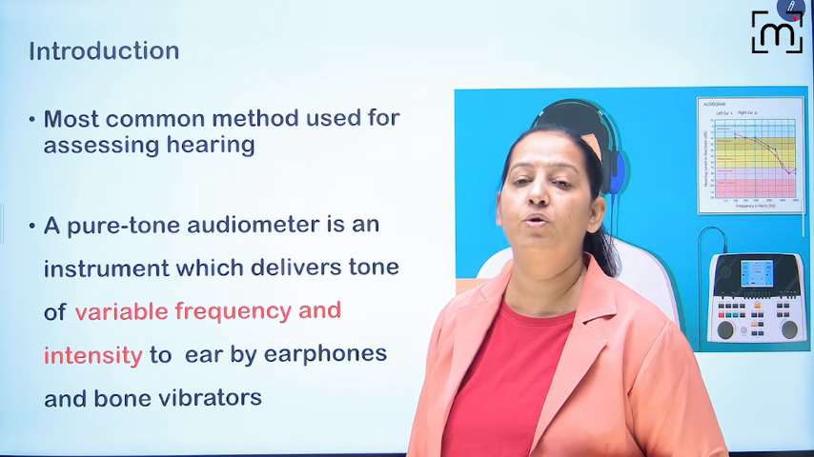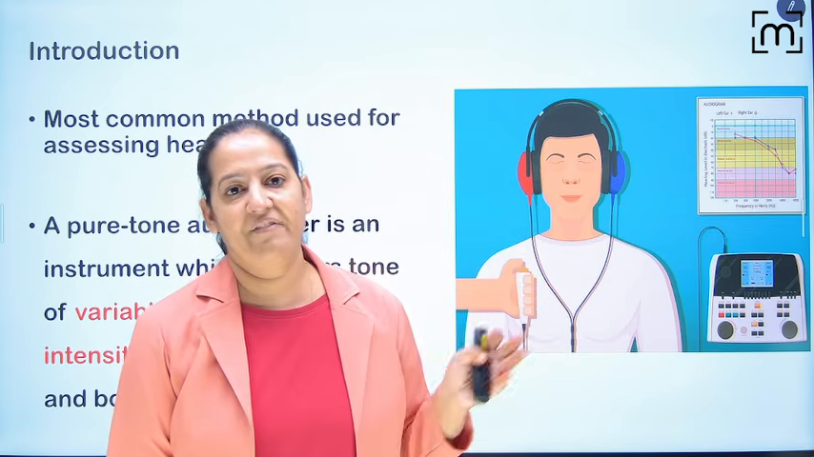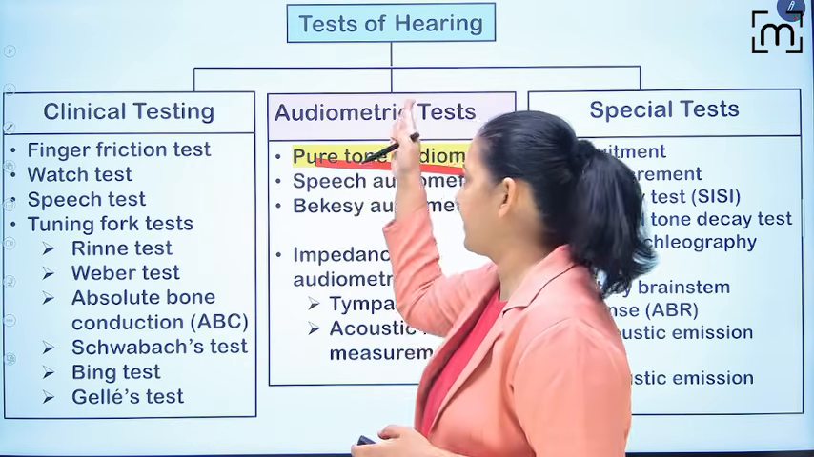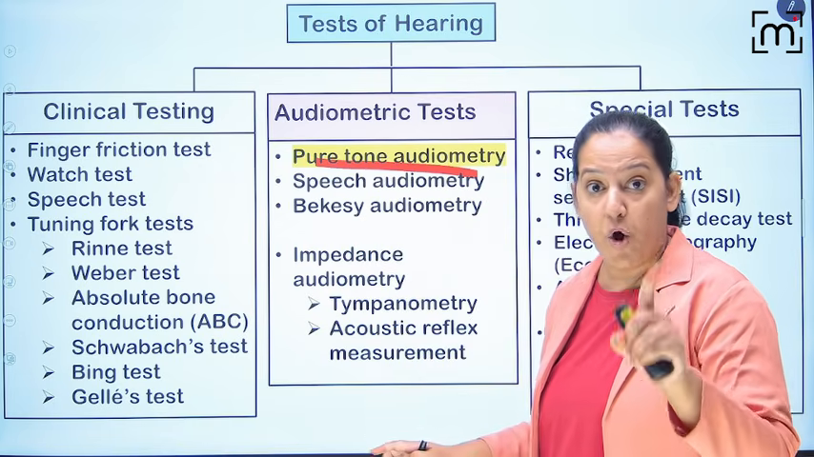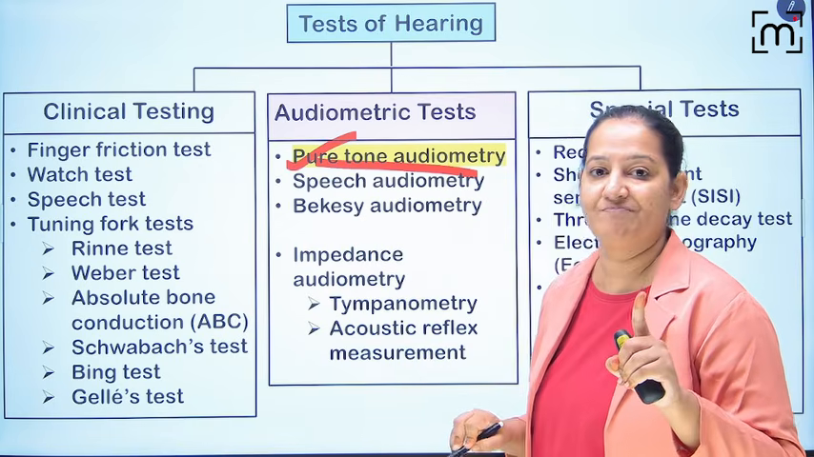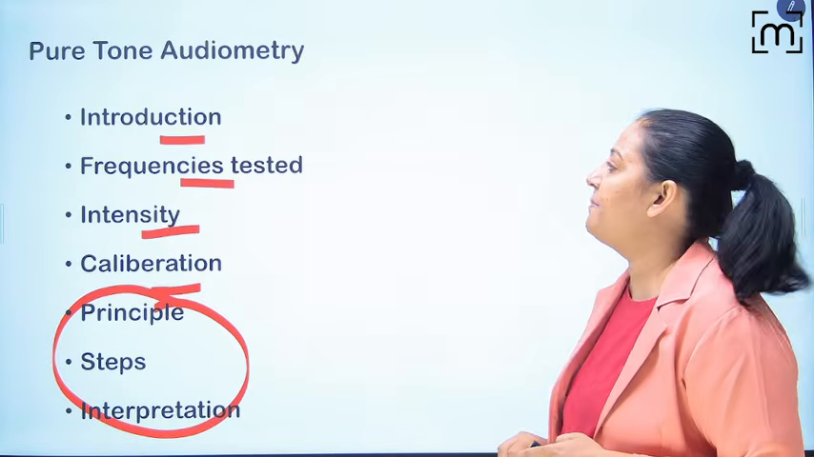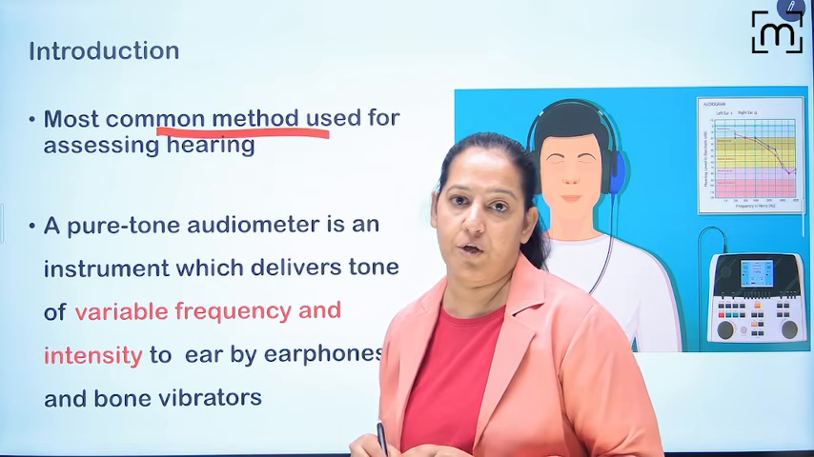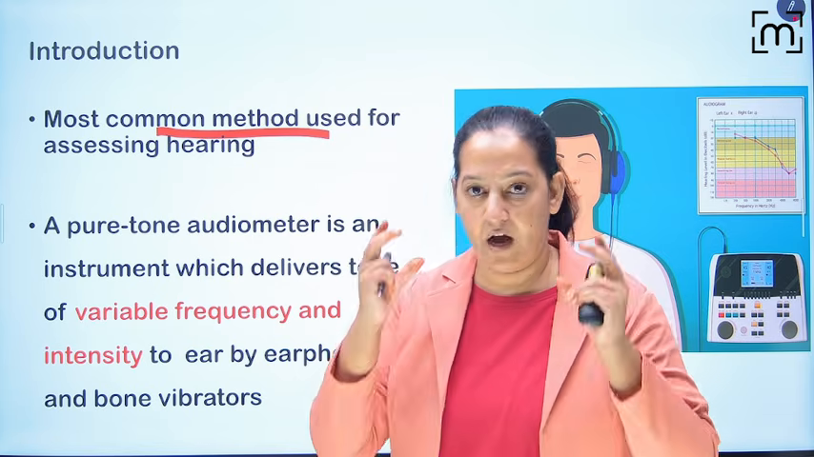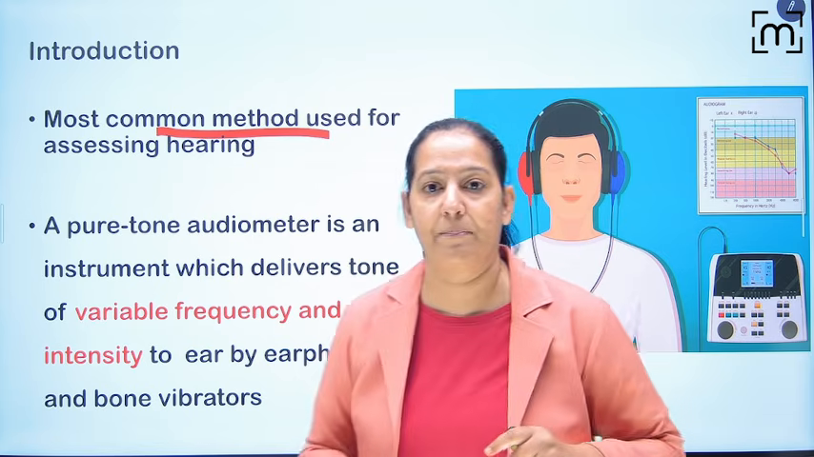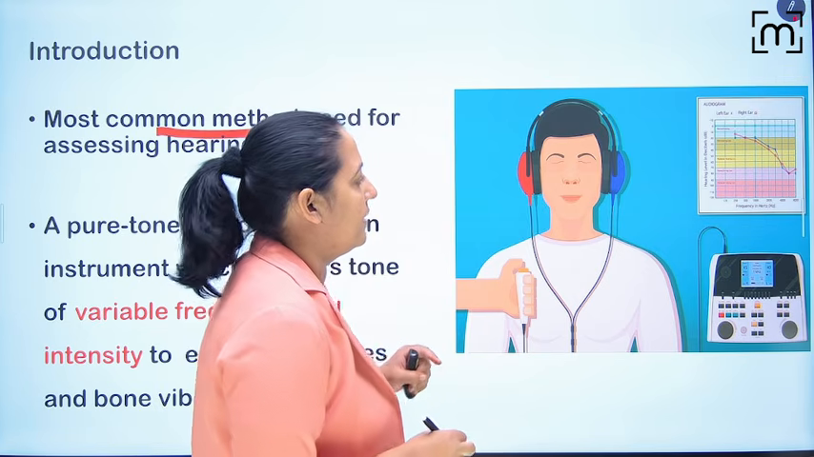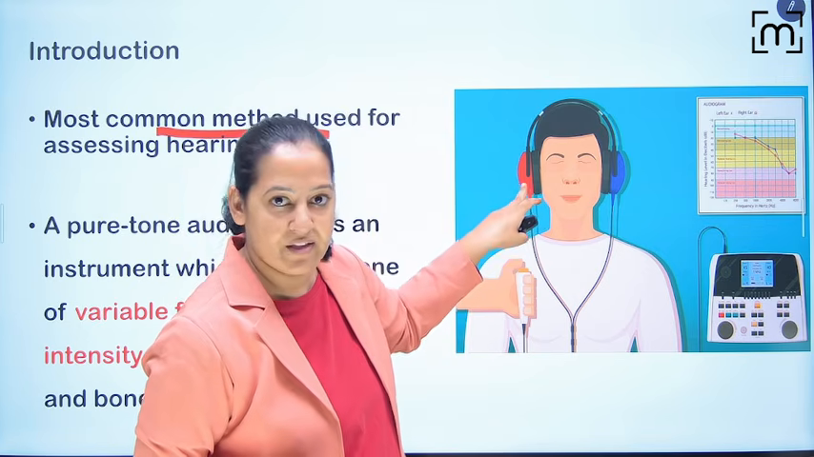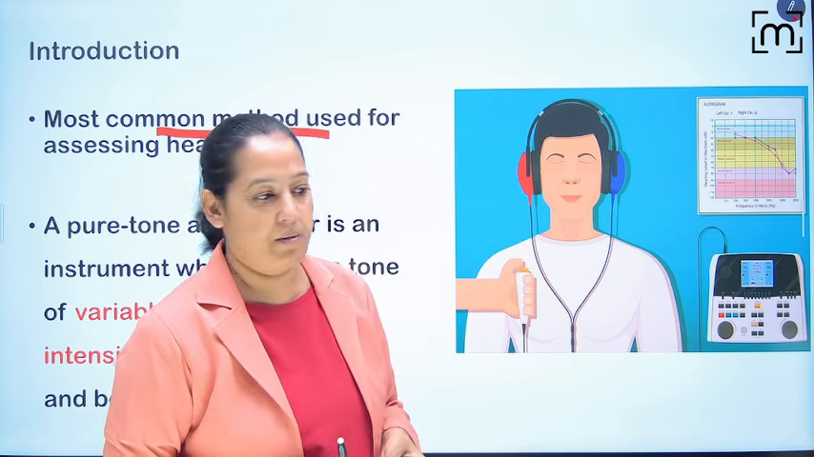Okay, let's start pure tone audiometry. It is the most common method of audiometry among all. The most common method of hearing assessment is pure tone audiometry. Here we are putting 2 things on the patient: the earphone and the bone vibrator. Both of them are there.